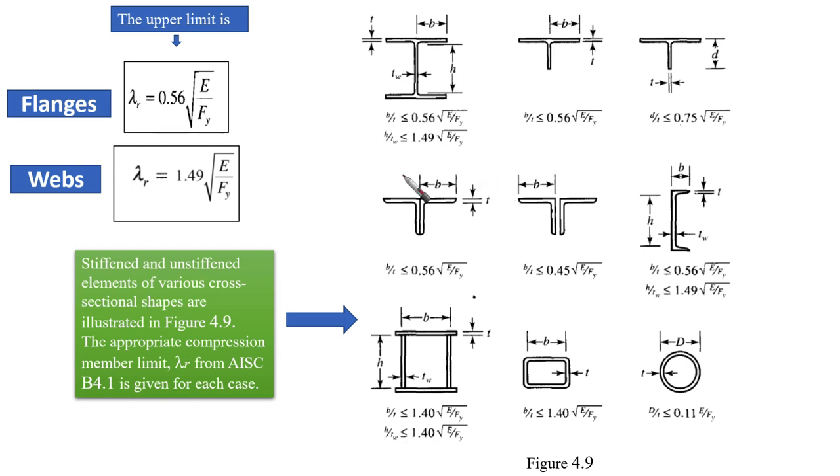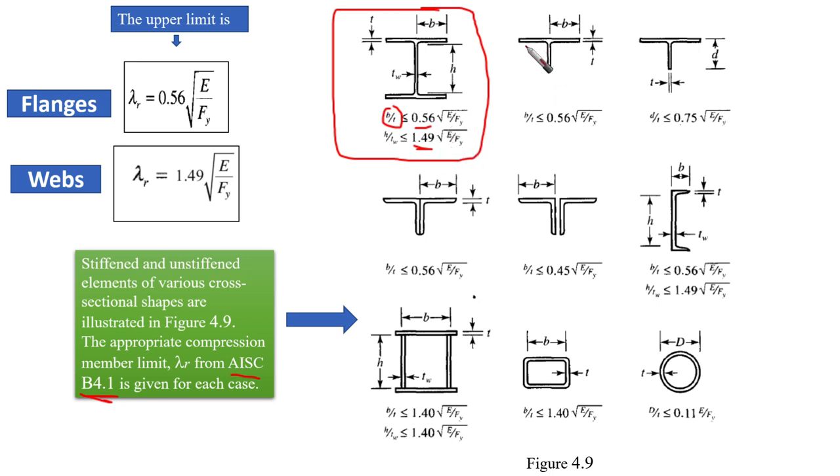Part B4, you can find it in AISC B4, Table B4.1, which is given for each case. You're going to find that for all flanges, if we're talking about the wide flange, for example, or let's assume that I section, so we are talking about web and flanges. So the flange is b over t should be less than or equal to 0.56 radical E over Fy. Here for the web, it is 1.49 radical E over Fy, as we said, commonly used like this.